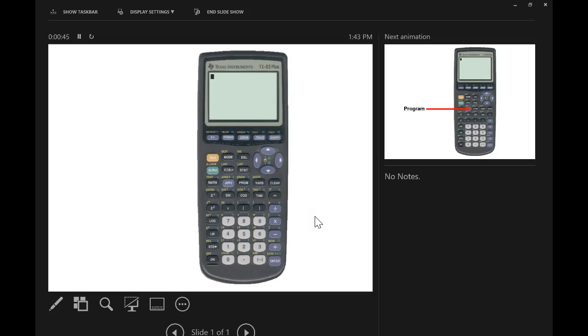All right, so begin by turning your graphing calculator on if it's not already on. Locate the program button, which is right here. Look at the screen. Look at my projection. I have an arrow pointing right to where it's located.